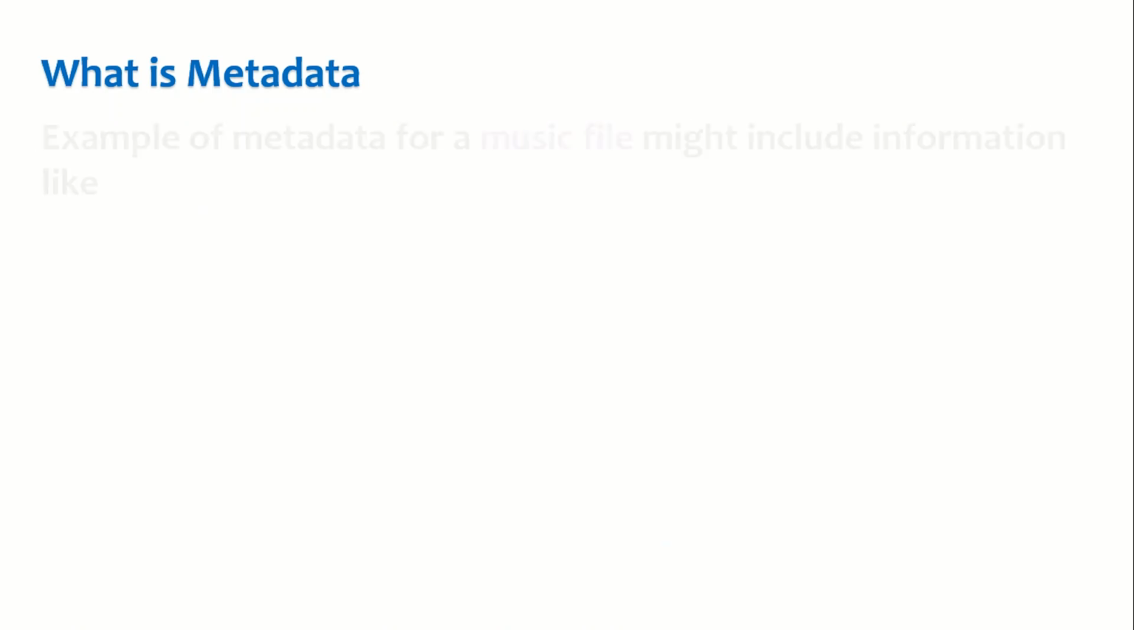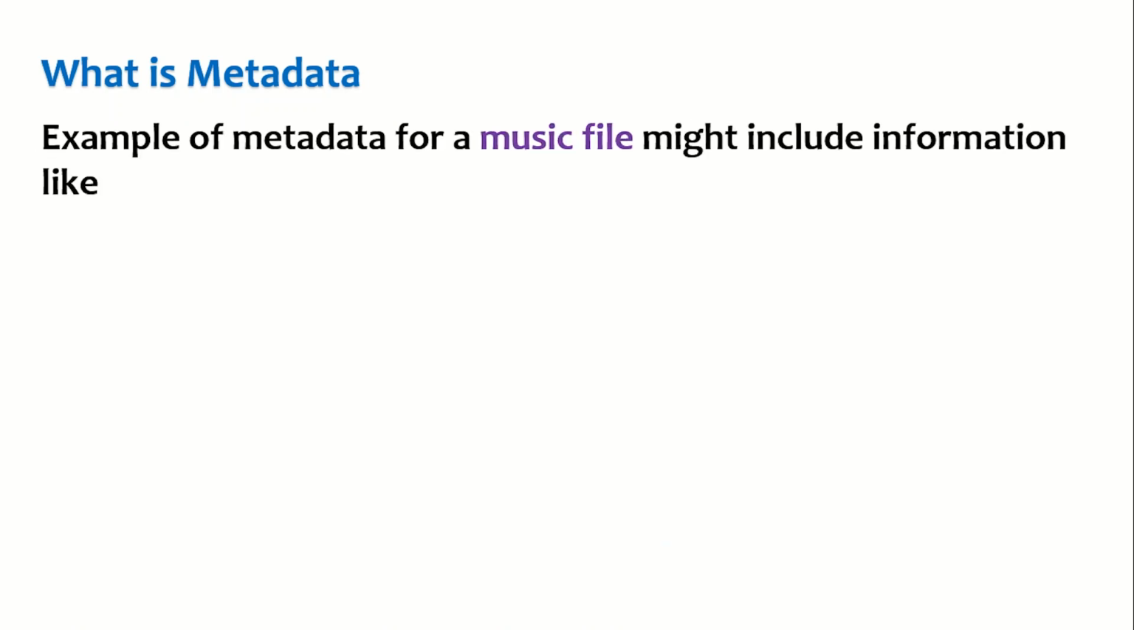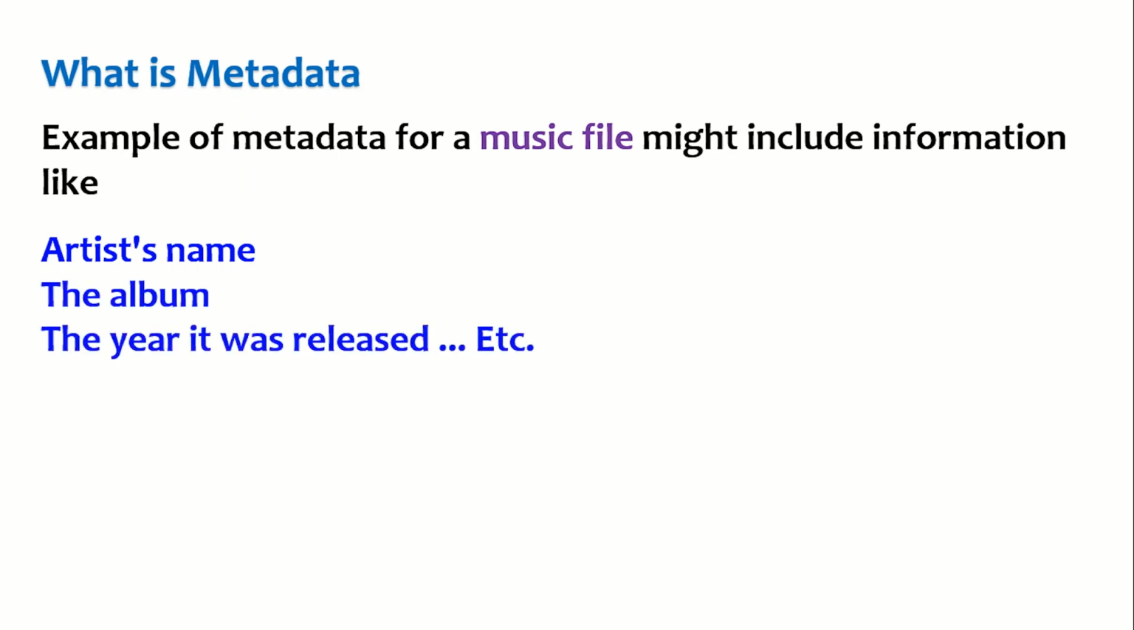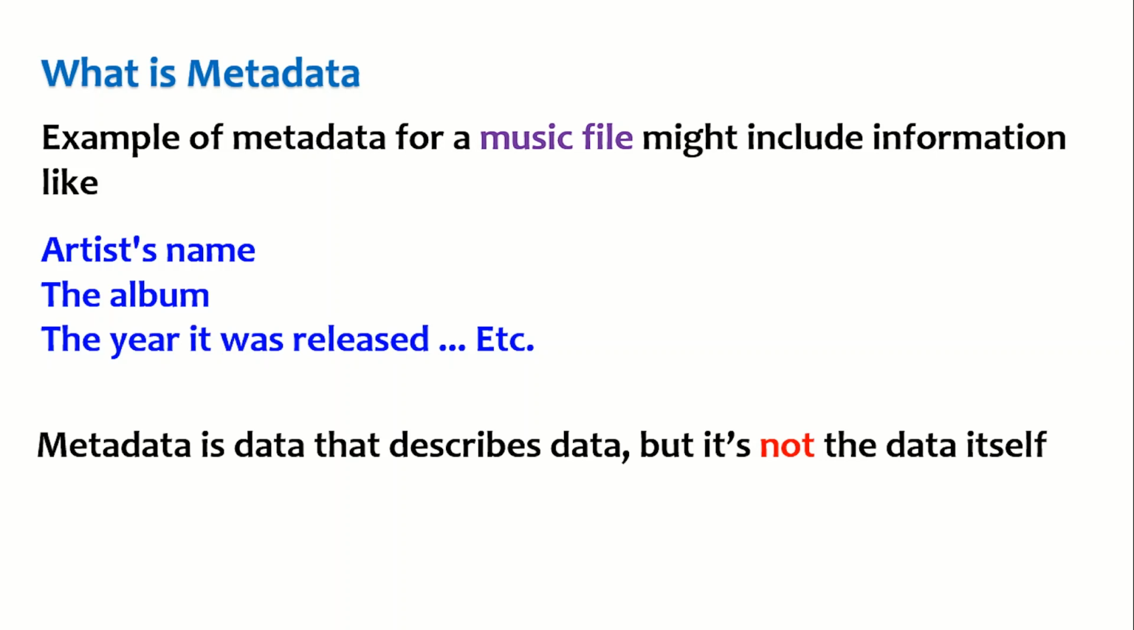Another example: metadata for a music file might include the artist's name, the album, the year in which the album or the music file was released, etc. Metadata is data that describes data, but it's not the data itself. So there is a difference between data and metadata.